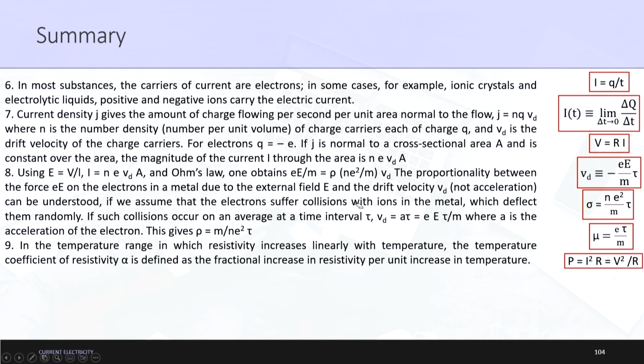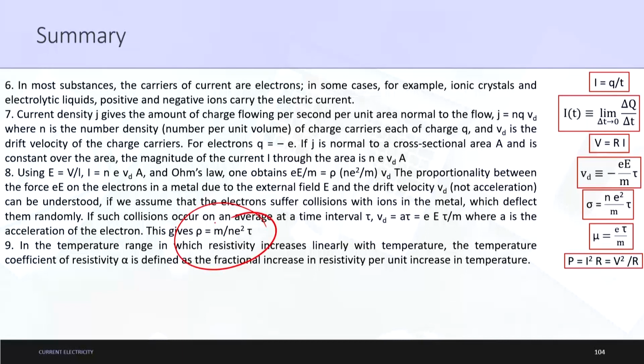that is the amount if J is normal to the area, so we can find out the value of drift velocity like this. Finally we found out the value of vd, which is equal to minus e capital E tau by m. What is e here? e is the charge of an electron. What is capital E? Capital E is the electric field, magnitude of electric field. What is tau? Tau is nothing but the relaxation time. What is m? m is the mass.